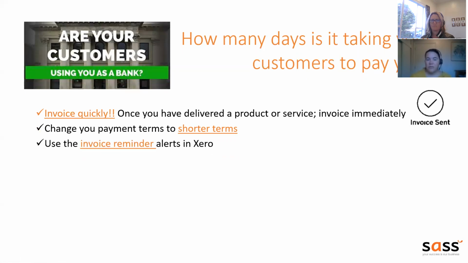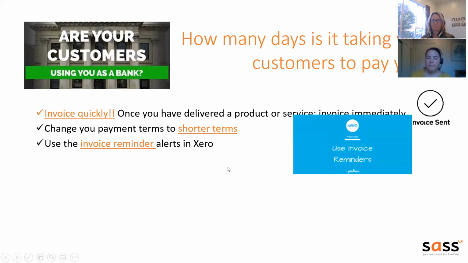If you use Xero, there's a really great function called invoice reminders. You can turn that on and it automatically sends an email to your customers the moment that the invoice is overdue. And you get to set the parameters. So it might be 7 days or it might be 3 days. It's just a little bit more automation, so you don't have to remember to call your customers. The system just sends out a friendly reminder.